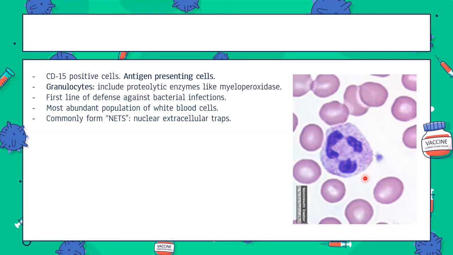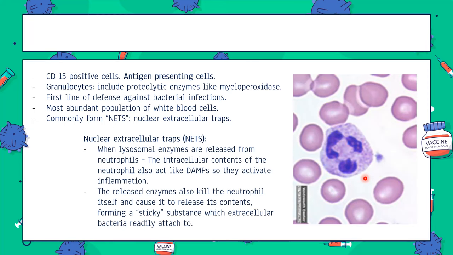And those granules include proteolytic enzymes like myeloperoxidase that it releases and uses to its advantage when it's faced with a bacteria because it is a germaphobe. All right. So this cell is the most abundant in our white blood cell population. Now, it likes to also form what is known as NETs or nuclear extracellular traps. Nuclear extracellular traps are basically when it releases its own proteolytic enzymes, it releases its own lysosomal enzymes, but because of all of this blowing up, it ends up killing itself as well.